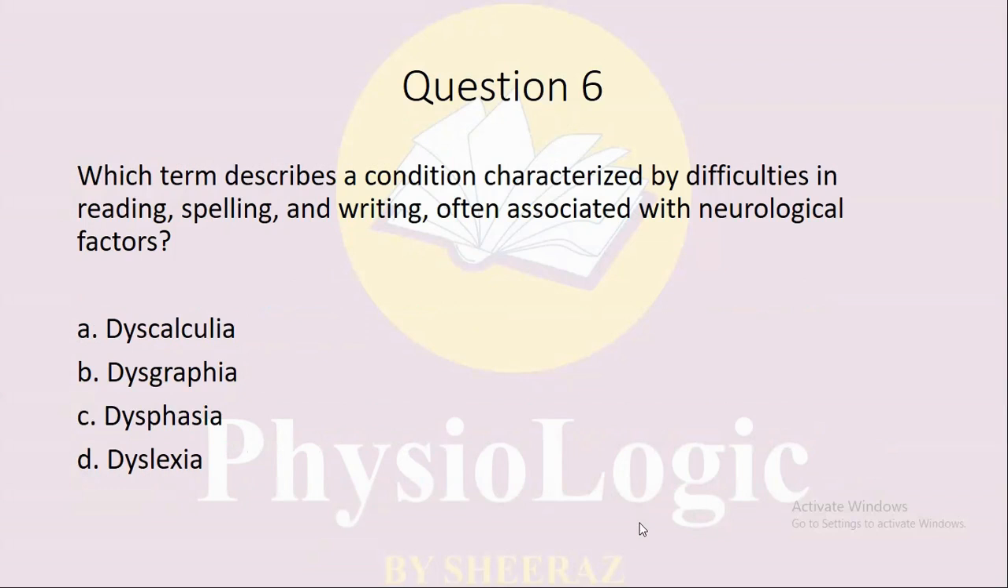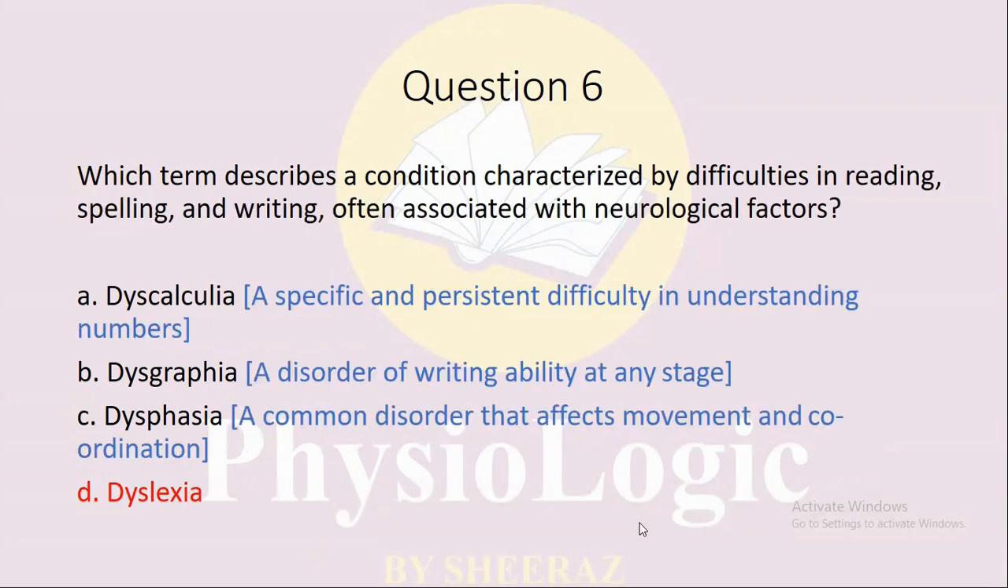Question number six. Which term describes a condition characterized by difficulties in reading, spelling, and writing, often associated with neurological factors? Option A, dyscalculia. Option B, dysgraphia. Option C, dysphasia. And option D, dyslexia. And the correct option is option D, dyslexia.